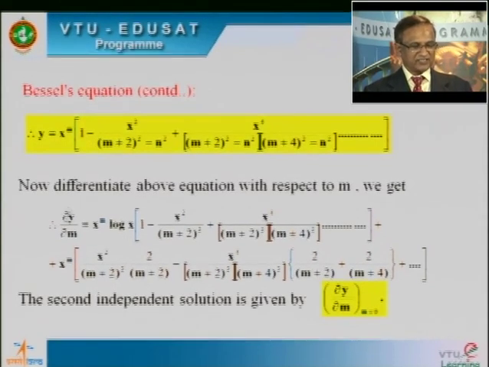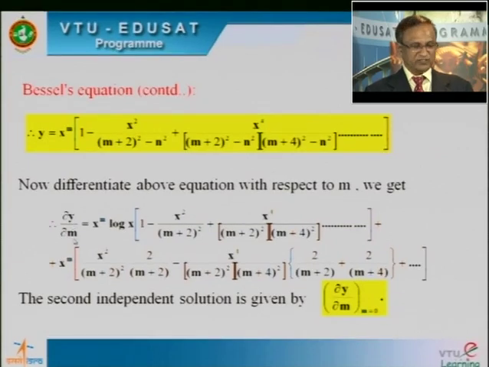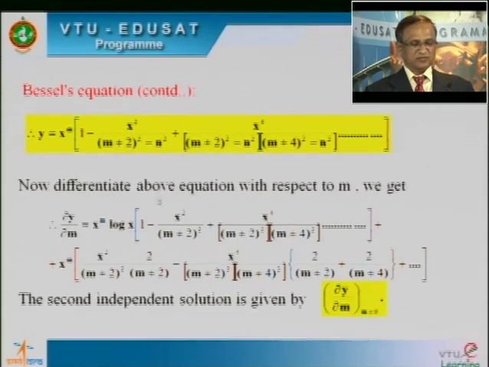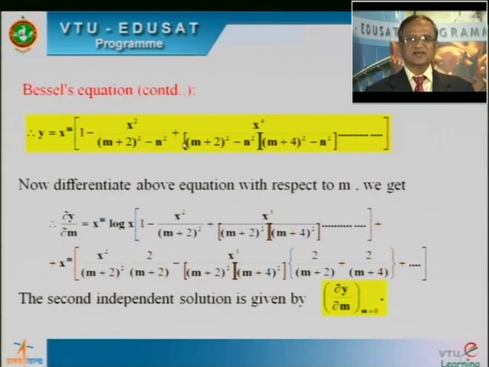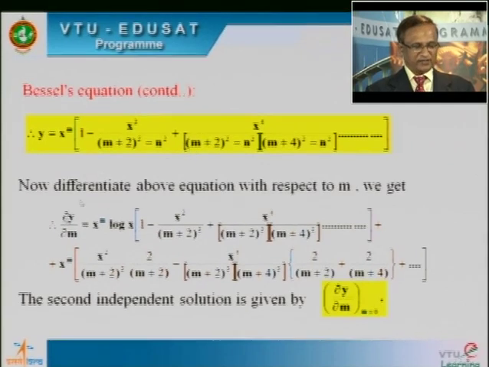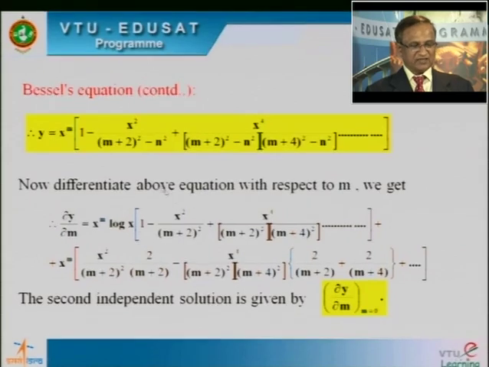If I differentiate, I hope we will get the partial derivative of y with respect to m. You know the derivative of a to the power x. By using that formula, I can differentiate x to the power m, giving x to the power m into log x, because the derivative of a raised to x is a raised to x into log a. And I will keep the second function as it is, so I will write these terms as they are.